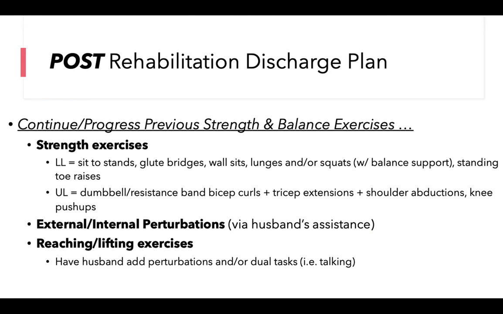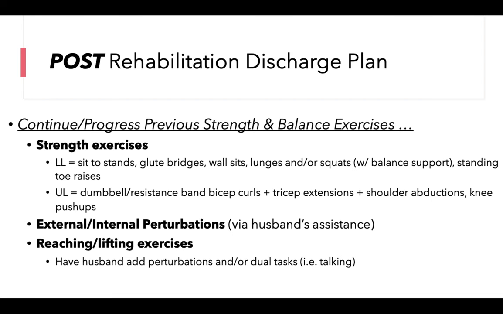Alright, and lastly, her post rehabilitation discharge plan. What is she going to start doing when she's not working with me as much? Well, I basically want her to continue and progress in those previous strength and balance exercises we were working on. So, for strength in her lower limb, she can do some sit to stands, glute bridges, wall sits, lunges, and/or squats, obviously with some type of balance support to ensure safety, and standing toe raises.